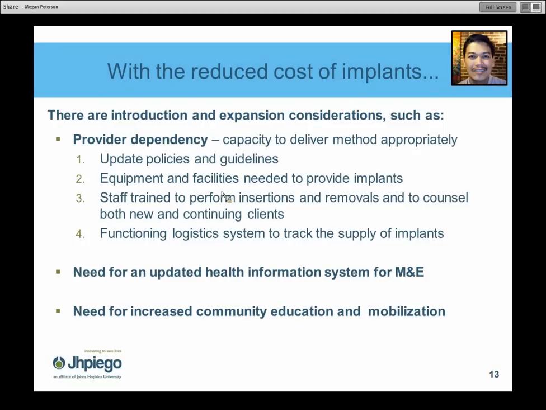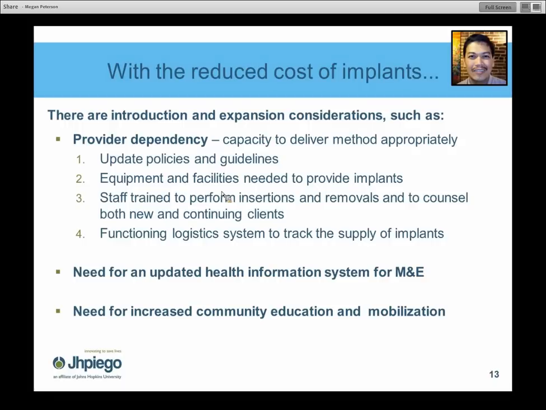There are some countries that have been doing that, but it's not as widespread as we would like it to be. In terms of provider dependency, we use this term in the sense that at the end of the day, it's the providers at the front line who need to be able to deliver the services under updated policies and guidelines. They would need the equipment and the setup in order to provide implants within the context of family planning services. We need providers who can not only do the insertion but also provide removal services.